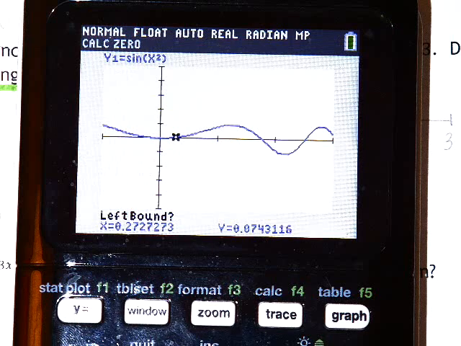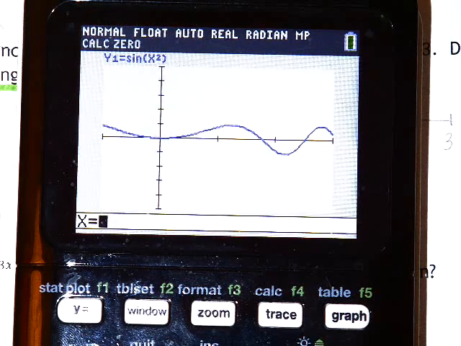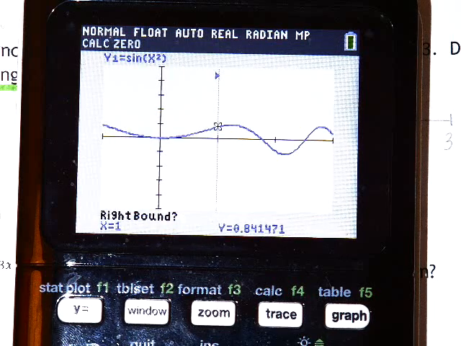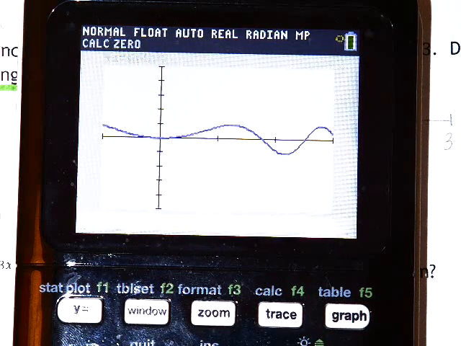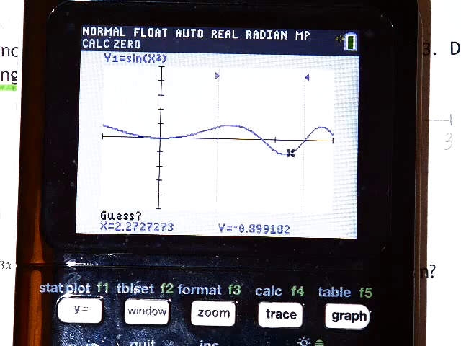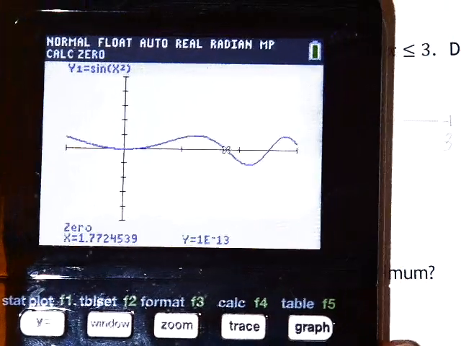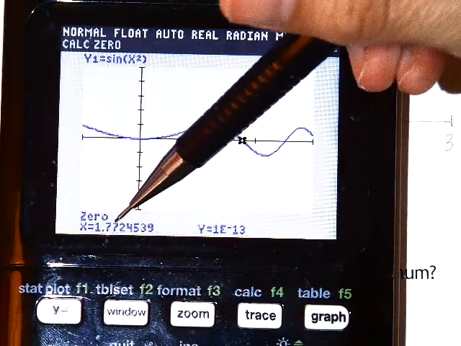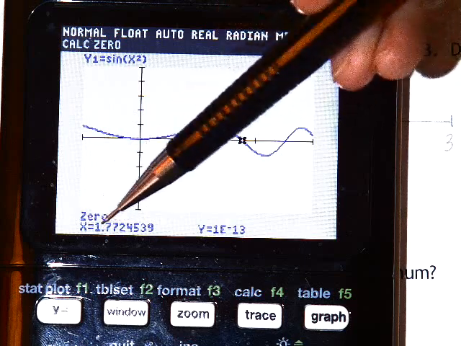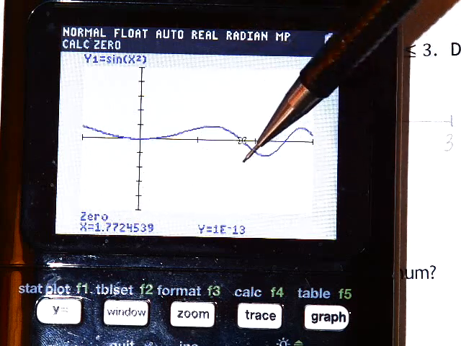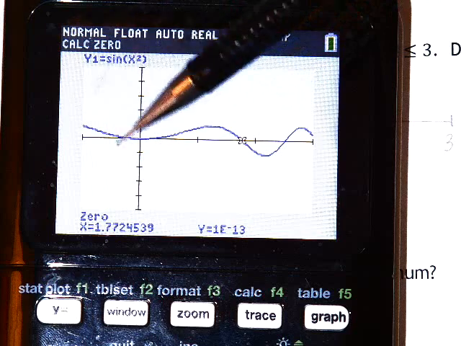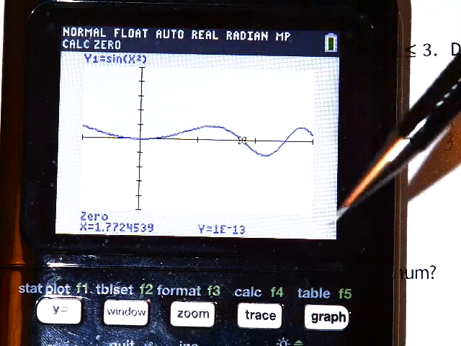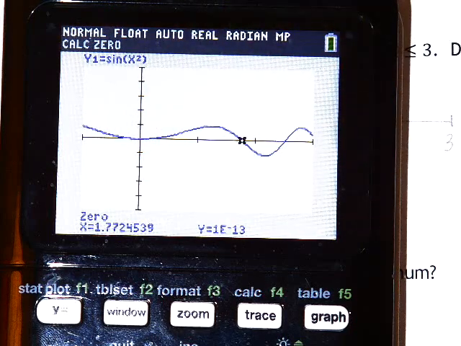Let me do one that looks a little bit nicer. I'll go here, 1, and then I'll just use 2.5 and guess. It's going to get me close. There we go. So you can get a calc zero to work. 1.772 is one of the zeros, and you can repeat this process for the other ones as well. So should you want to, that's an option.